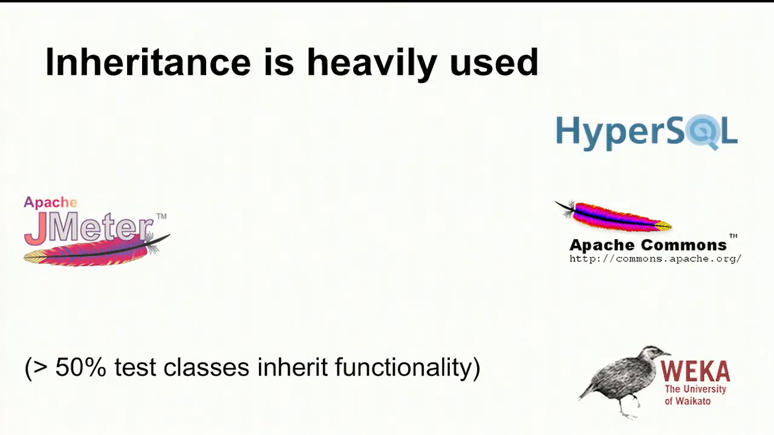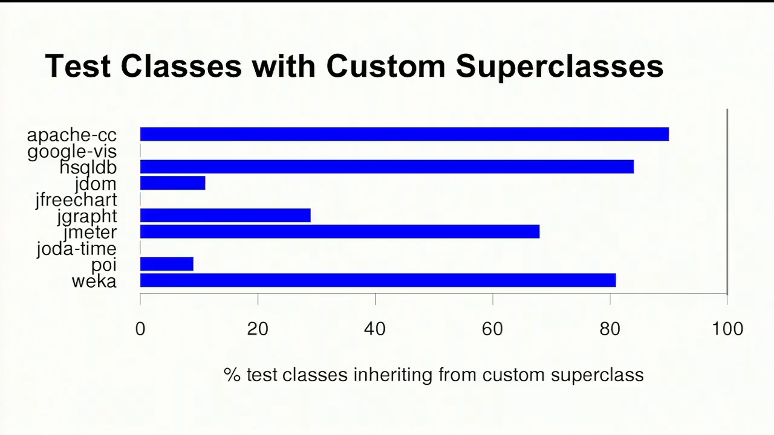Inheritance is heavily used in 4 of these test suites. In these cases, 50% of test classes inherit functionality from some other test class, some abstract test map, for instance. And we can see here again, it varies in Apache, SQLDB, JMeter, and Weka. Most of these test classes are going to use the inherited functionality. In a lot of others, they just always inherit from JUnit TestCase.